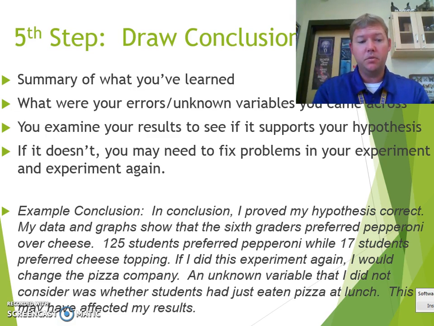This is something that you might have to write in one of your lab experiments. Example conclusion. Always start off with, in conclusion, I proved my hypothesis correct. My data and graphs show that 6th graders preferred pepperoni over cheese. 125 students preferred pepperoni while 17 students preferred cheese topping. If I did this experiment again, I would change the pizza company. An unknown variable that I did not consider was whether students had just eaten pizza at lunch. This may have affected my results.